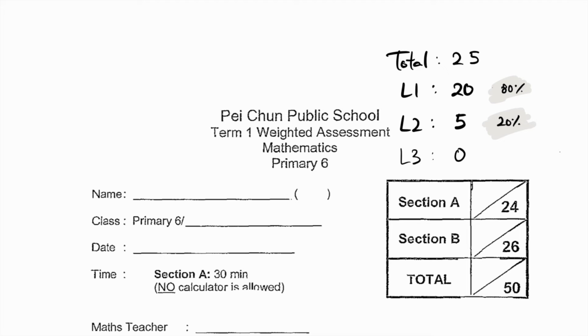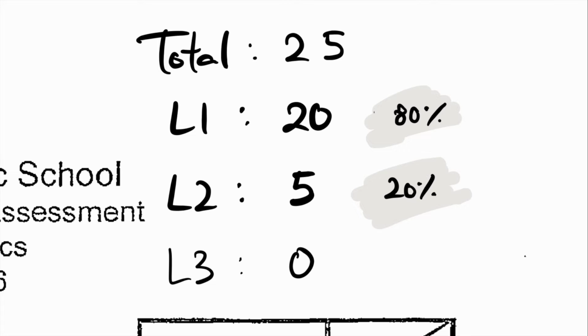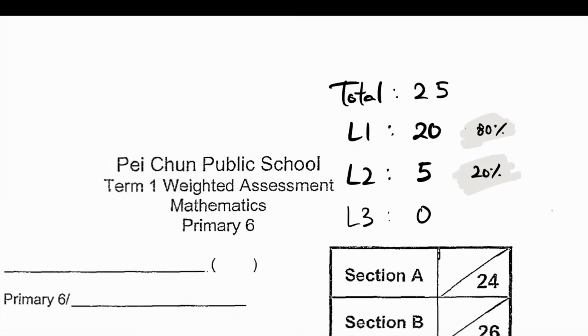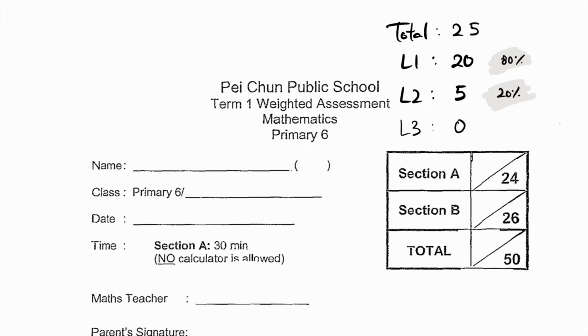And here we have Pei Chun Public School, a total of 25 questions, 5 of which are level 2s that makes up 20% of the paper. So pretty easy, I guess. Let's go ahead and do the first question.